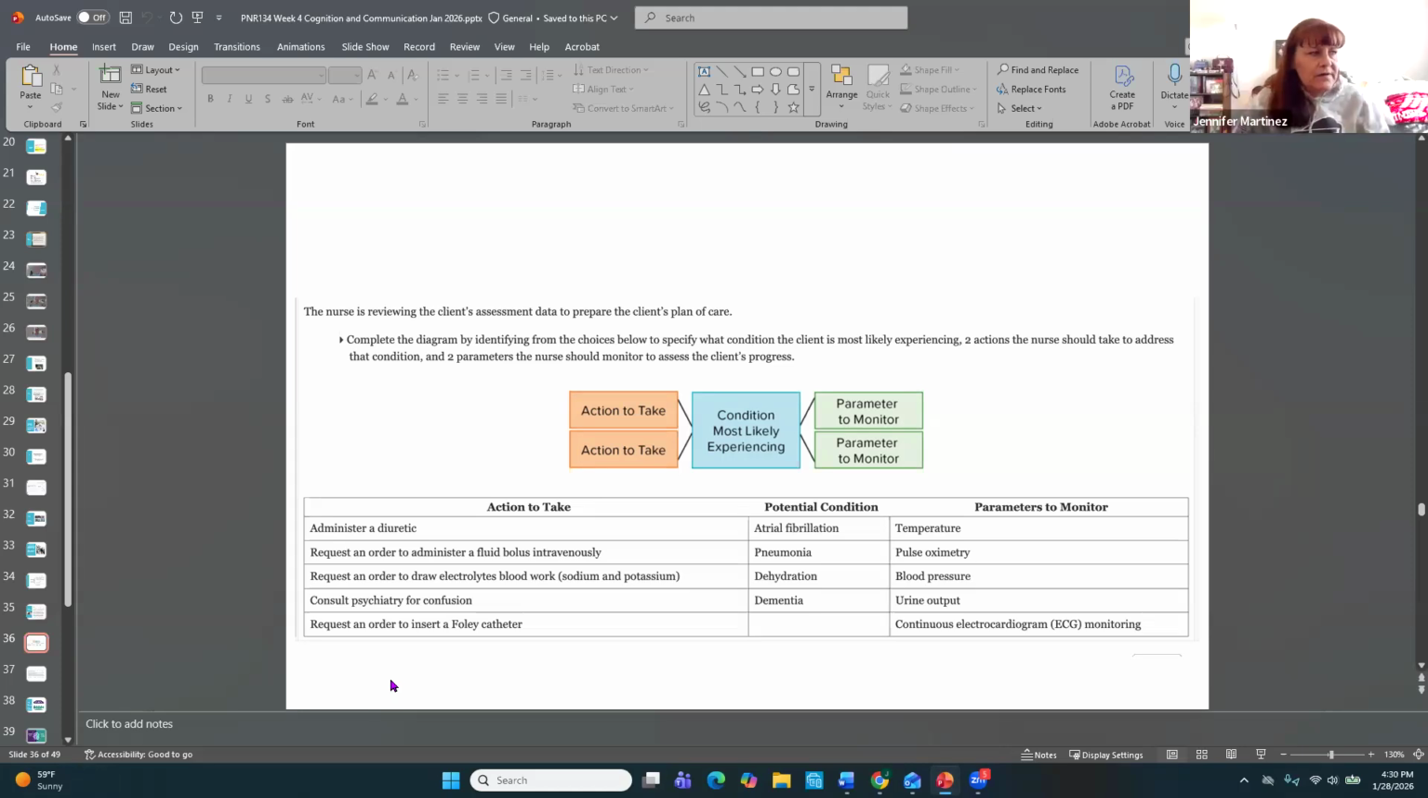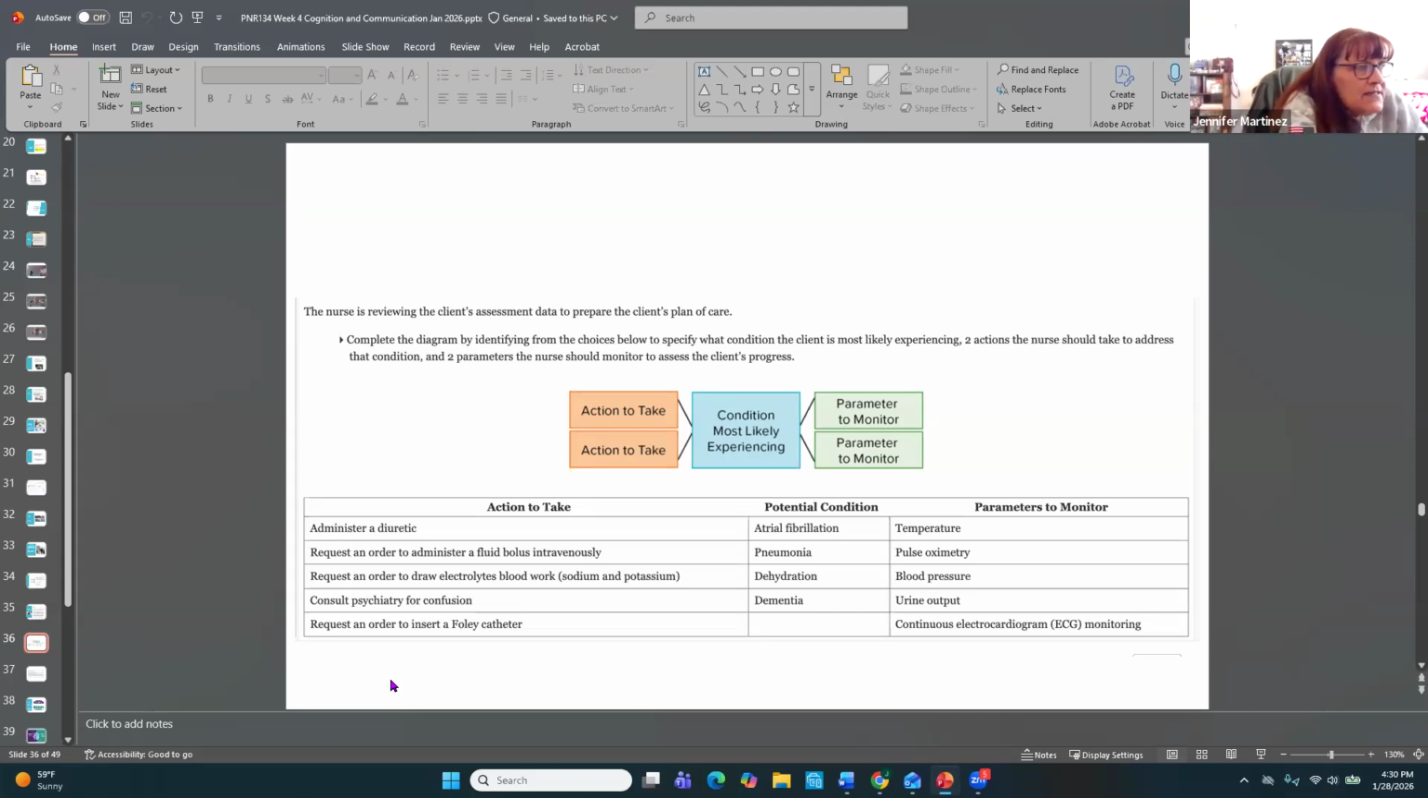We need one more. Administer a fluid bolus. Okay. So we want to do a fluid bolus and we want to draw labs for electrolytes. Blood work.